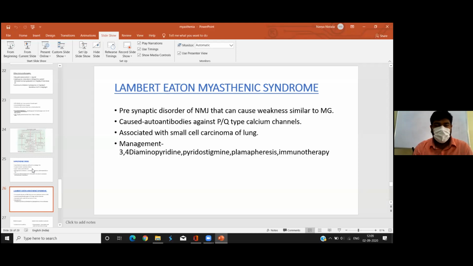Whereas in Lambert-Eaton, in the CT, what do you look for? Any small cell carcinoma of the lung, any CA lung changes. Because it is a paraneoplastic syndrome, which means it is associated with another carcinogenic condition. So that you have to look for.